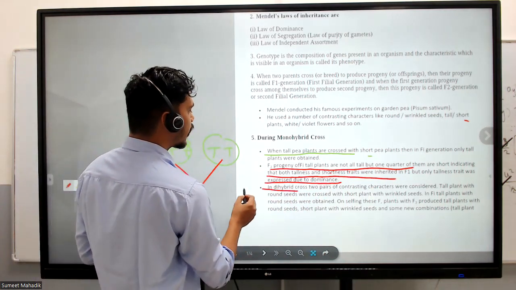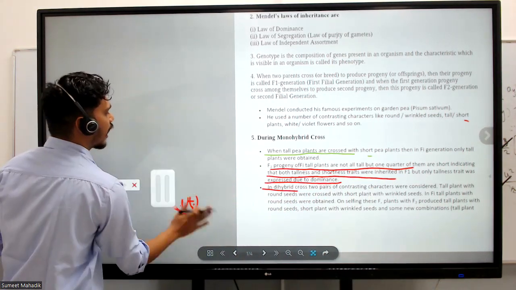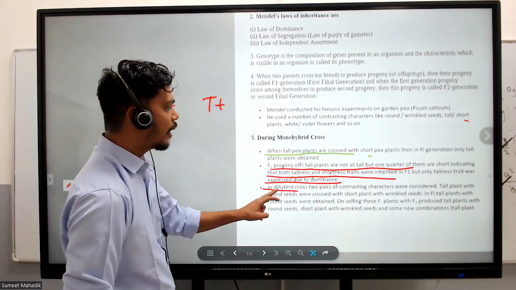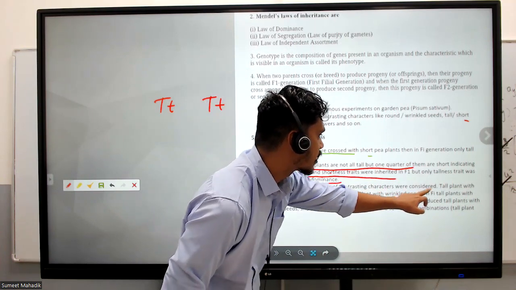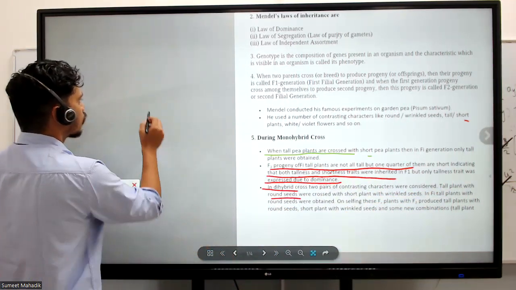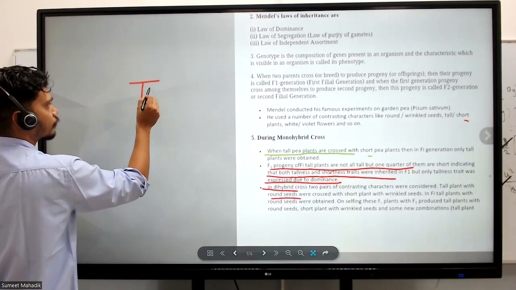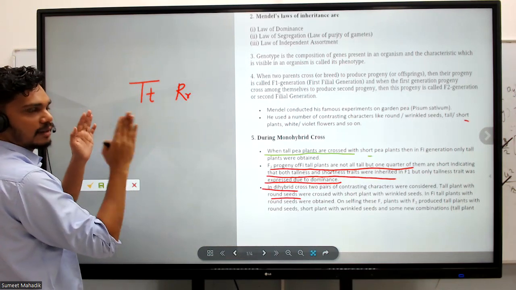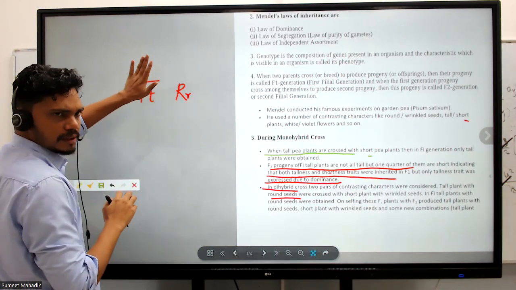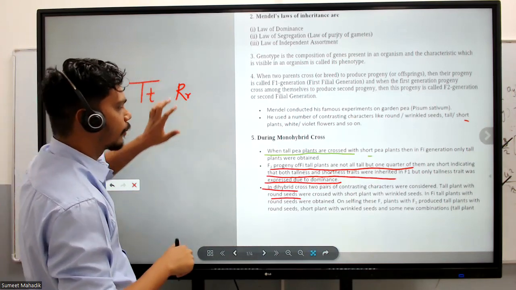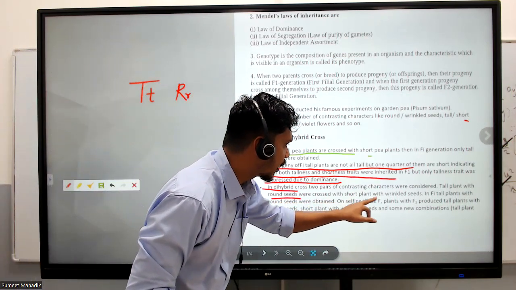In dihybrid, what does dihybrid mean? In a dihybrid cross, two pairs of contrasting characters are considered, for example a tall plant with a round seed crossed with a short plant with a wrinkled seed. If I'm using two contrasting characters, I will show you the Punnett table. Don't worry.